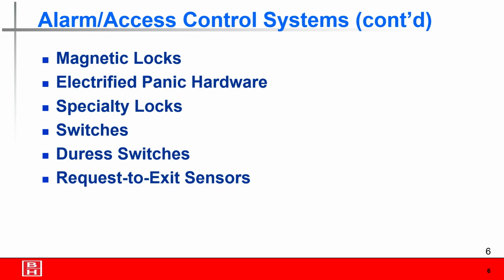The electrified panic hardware is used where the door is located in the path of egress. Panic hardware is often used depending on the occupancy rating. Panic hardware is required on any door where there could be a large number of people needing to exit quickly. It is easily identified by a push bar, formerly called a crash bar.